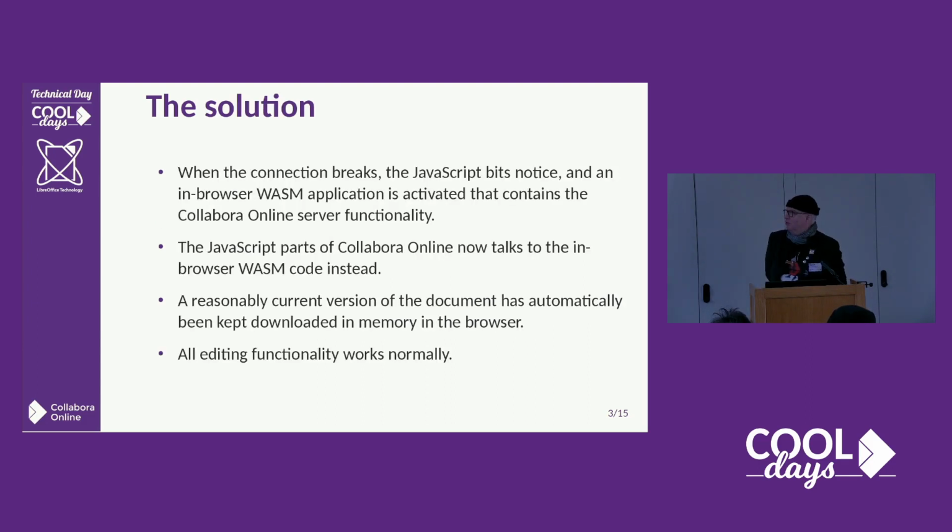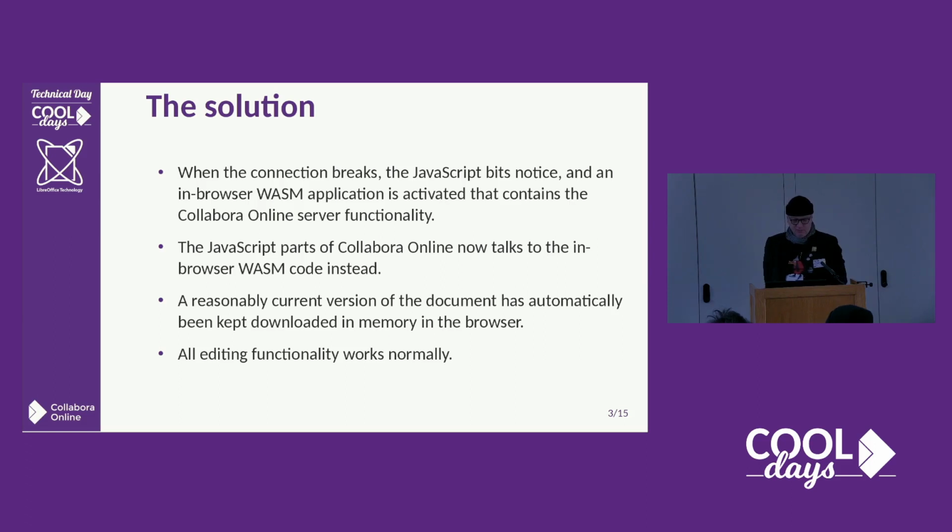And the solution to this problem is that when the connection breaks, the JavaScript running in the browser notices this, and instead it starts using this WebAssembly application that has already been downloaded to the browser. And now the JavaScript parts of Collabora Online talk to this WebAssembly code instead of to the remote server.